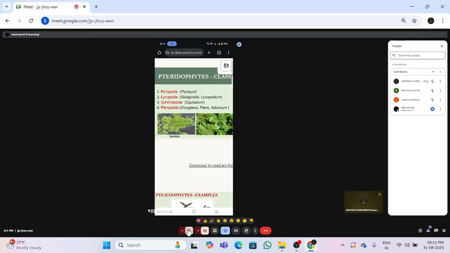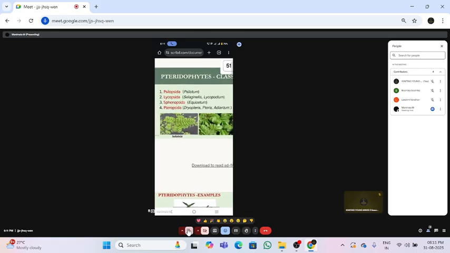Okay, this condition is called diplohaplontic: first we have a gametophytic stage, after that we have a sporophytic stage. So this is diplohaplontic alternation of generation. And this is about the pteridophytes.